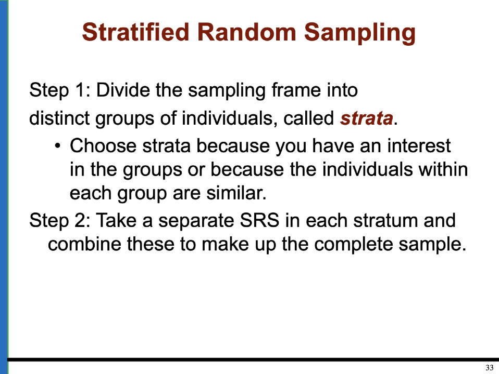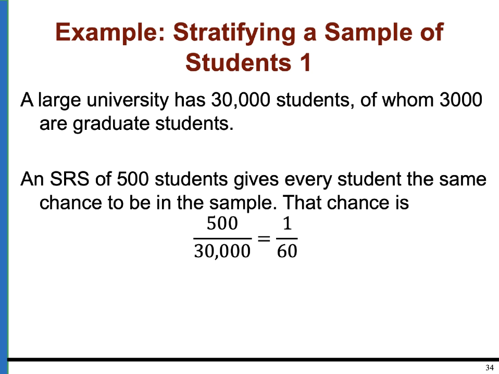Then within each of these stratum, which is the singular there, you take a simple random sample. And then each of these simple random samples collectively creates the entire sample. So you could look at this example with a large university of 30,000 students, 3,000 are graduate students. So if you were taking a simple random sample of 500 students, that would give every student the same chance of being in the sample. There were 500 students that will be chosen out of the 30,000 students total, and so each student has a 1 in 60 chance of being in the study.